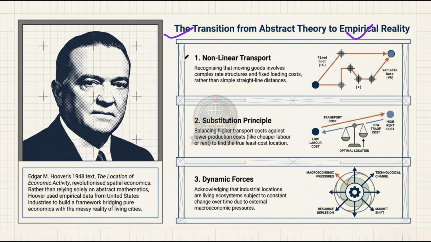Non-linear transport, recognizing that moving goods involves complex rate structures and fixed loading costs rather than simple straight-line distances. Substitution principle, balancing higher transport cost against lower production cost, like cheaper labor or rent, to find a true least-cost location. Dynamic forces, acknowledging that industrial locations are living ecosystems subject to constant change over time due to external macroeconomic pressures. Okay, these are three key characteristics of Hoover's industrial location theory.